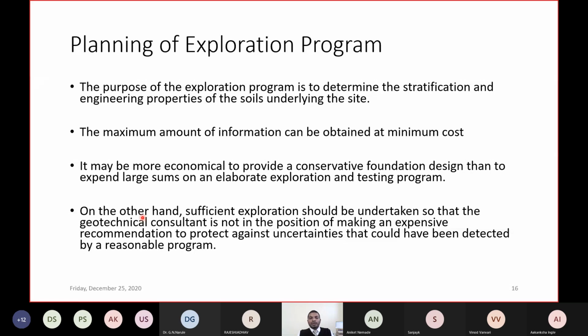It may be more economical to provide a conservative foundation than to expend a large sum on an elaborate exploration and testing program. On the other hand, sufficient exploration should be undertaken so that the geotechnical consultant is not in a position of making expensive recommendations to protect against uncertainty that could have been detected by a reasonable program.